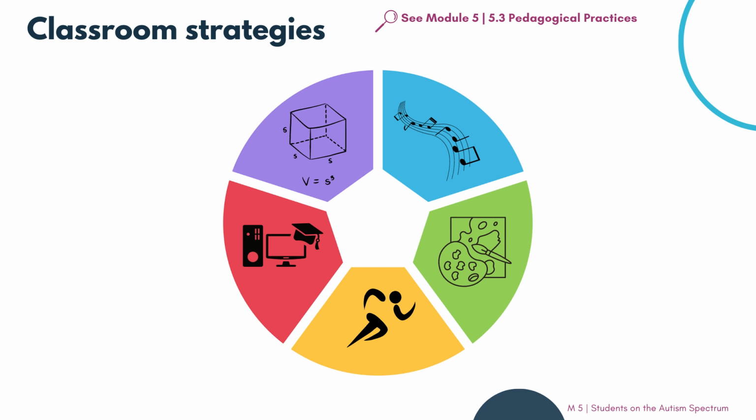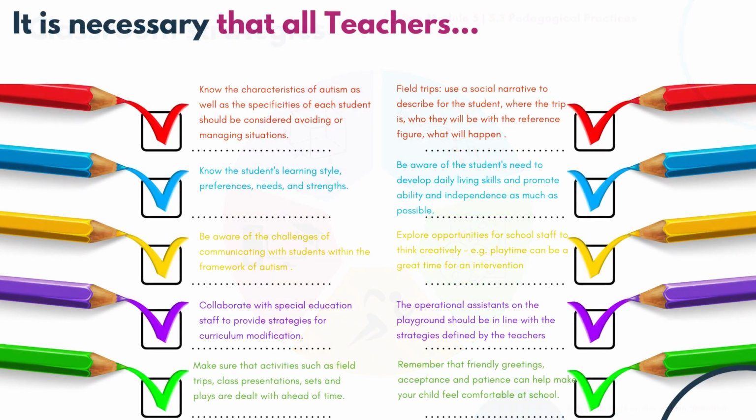In conclusion, regardless of the pedagogical practices presented, it is important that all teachers be aware of the characteristics of autism, and the specificities of each student should be considered to avoid or manage situations. Knowing their learning style, preferences, needs, and strengths are promising measures and of double student-teacher benefit. Be aware of communication challenges with students in the autism setting.